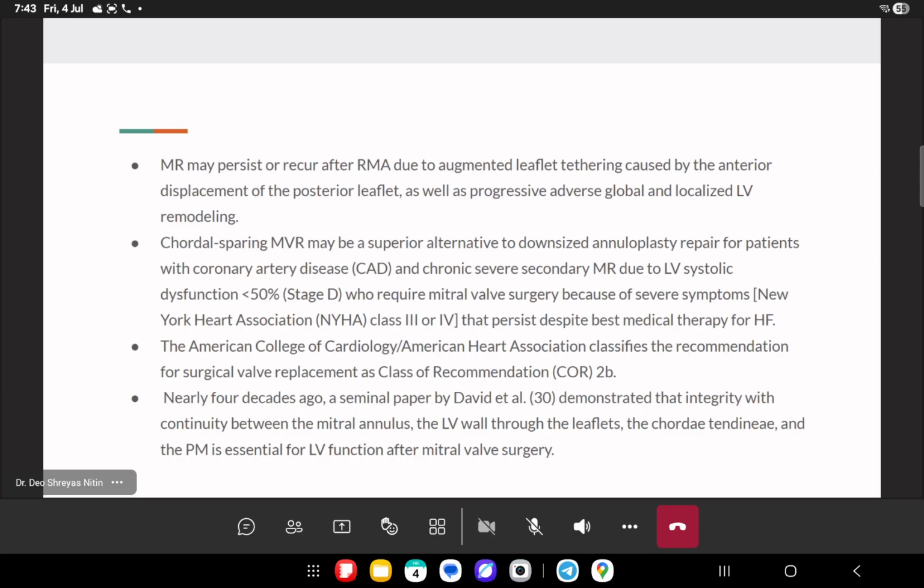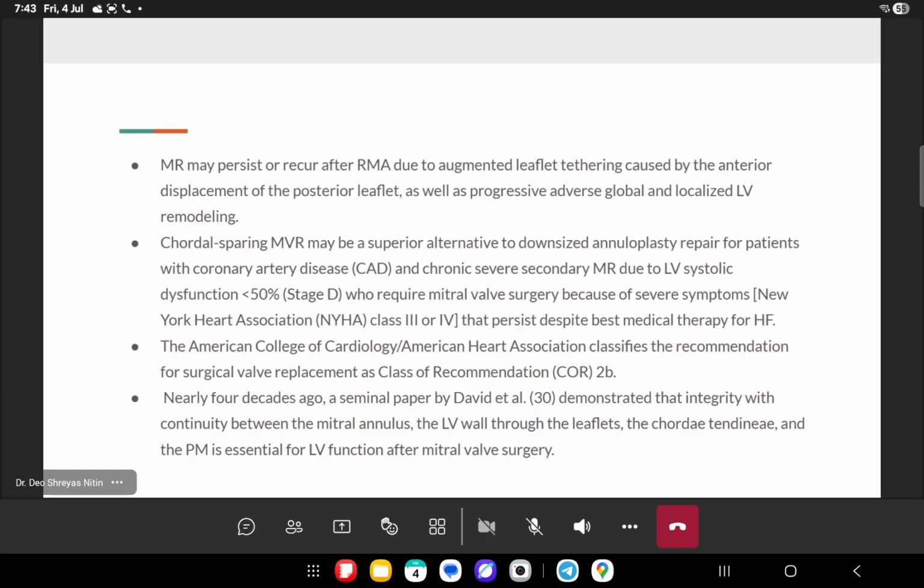Chordal sparing mitral valve replacement may be a superior alternative to downsized annuloplasty repair for patients with coronary artery disease or chronic severe secondary MR due to LV systolic dysfunction, with ejection fraction less than 50%, who require mitral valve surgery because of severe symptoms like NYHA class 3 or 4 that persist despite best medical therapy for heart failure. The American College of Cardiology and American Heart Association classify the recommendation for surgical valve replacement as class of recommendation 2B.